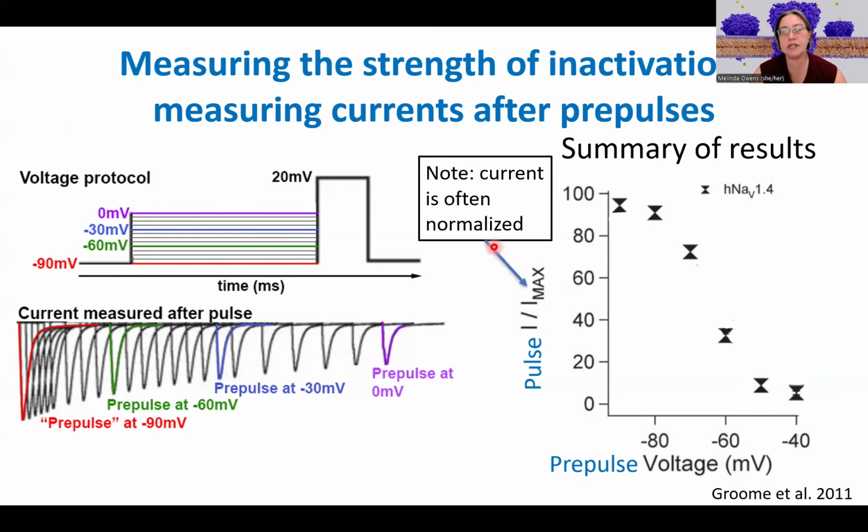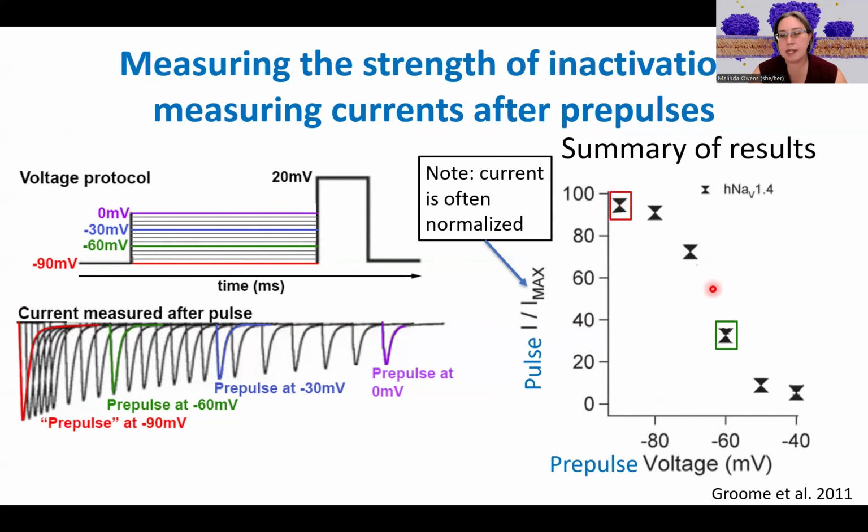Okay. The other thing is that current is often normalized. So we would do all these experiments like this, and figure out whatever the max current was and divide everything else by that. So this is the normalized current. And that's why here, when you pre-pulse at -90, almost nothing is inactivated, and so all the channels are available to open during the pulse. That's why the current is very high. It's like 100%. It's at max basically of what you can get when you pre-pulse at a very low voltage.